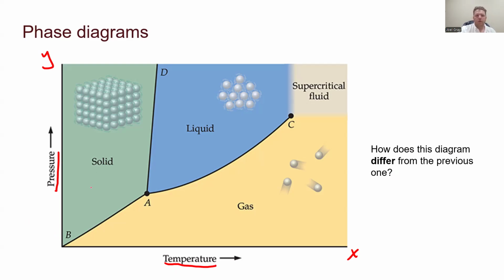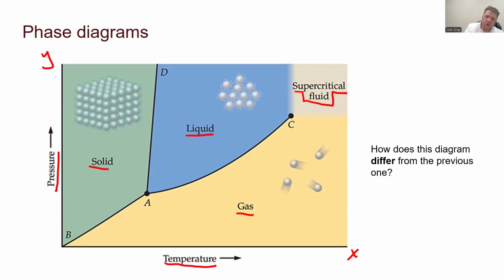So for example, a phase diagram like this will show which temperature and pressure something exists as a solid, which temperature and pressure something exists as a liquid, something exists as a gas, and then where something exists as a supercritical fluid. So a supercritical fluid is something that's kind of a mixture of a liquid and a gas. Now we're going to focus on solids and liquids.